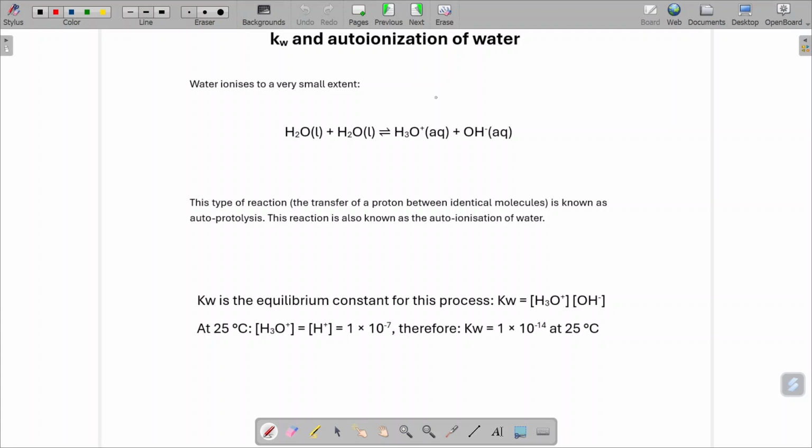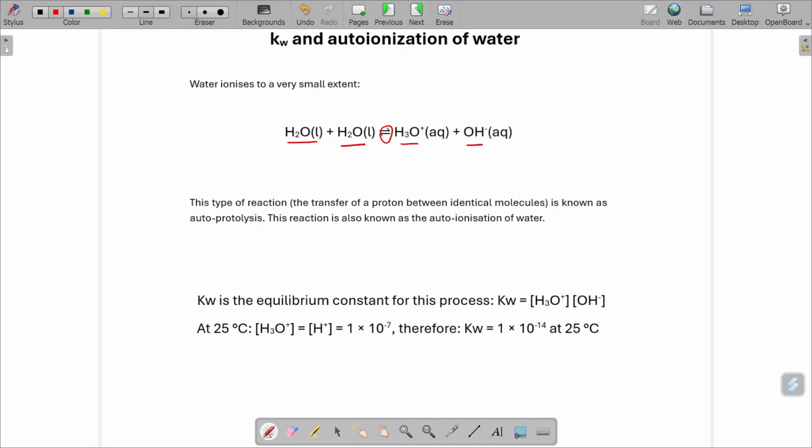Now, water is a very interesting substance in that it ionizes by itself to a very small extent. So if we have this reaction here, we have water reacting with the water, and this is a very reversible reaction to form hydronium ions and hydroxide ions. So one water molecule can donate its proton to the other water molecule. The other water molecule then will become a hydronium ion, while the original water molecule will have lost a proton and therefore becomes a hydroxide ion.